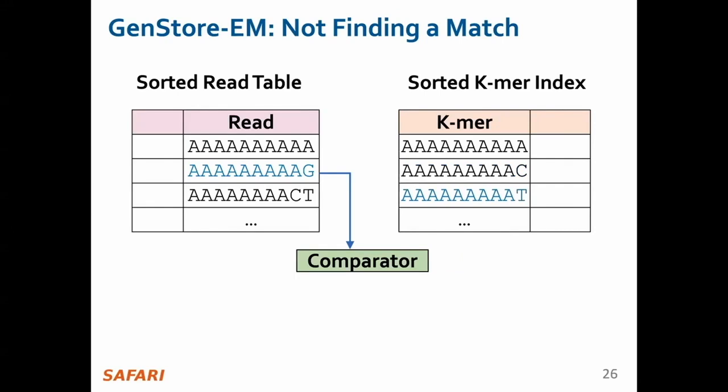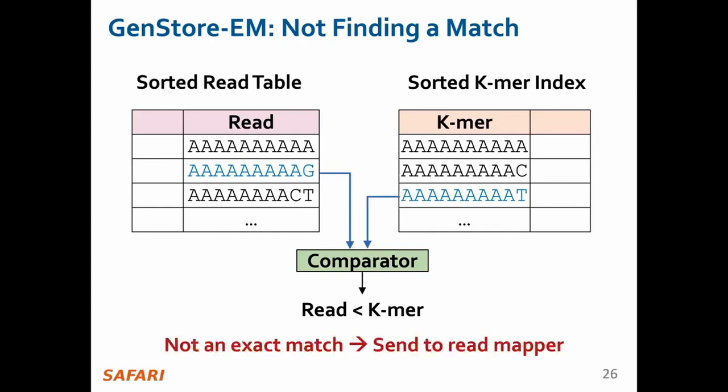And then finally, if the k-mer is alphabetically larger than the read, we conclude that the read does not match any k-mer in the index, meaning it does not match any place in the reference genome. Therefore, it's a non-matching read and needs to be sent to the full read mapping process, whatever that system is, a software read mapper or hardware read mapper. So that will go outside the storage to that system. And then we go to the next element in the sorted read table so that we can examine the next read.